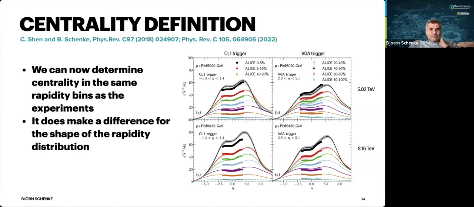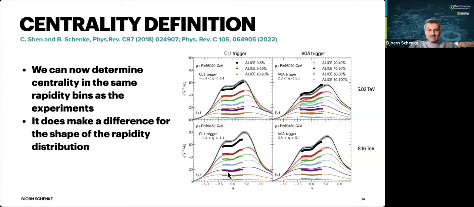Now, one more thing is the centrality definition. PHENIX measured these quantities, these flow observables, in certain centrality bins. And one thing that's important, and why this 3D description is important, is that the rapidity distributions depend on how you define the centrality.